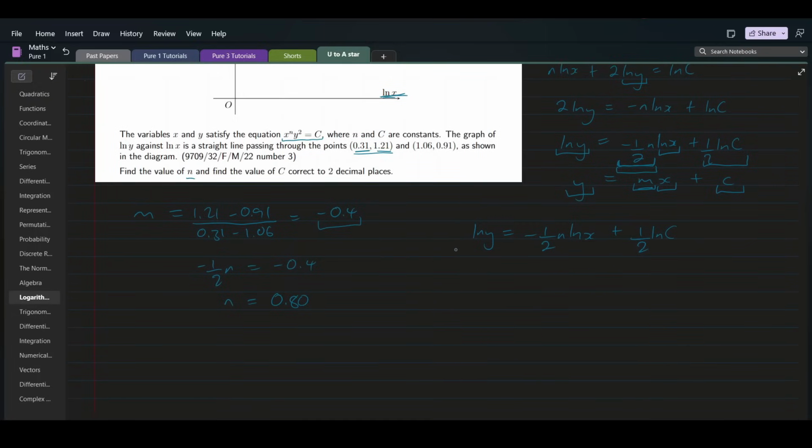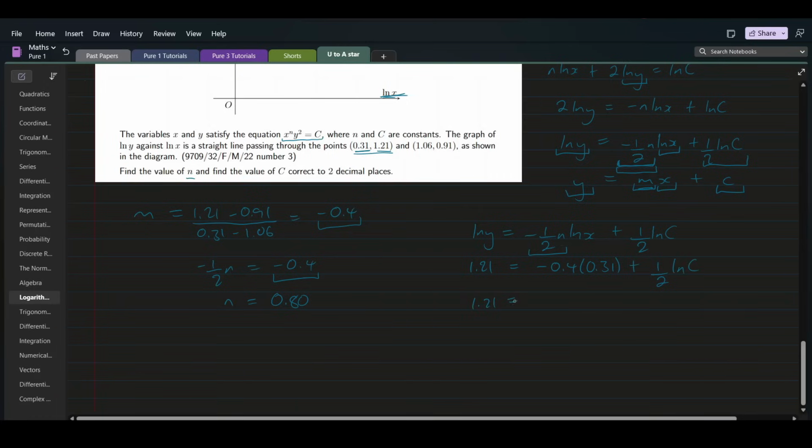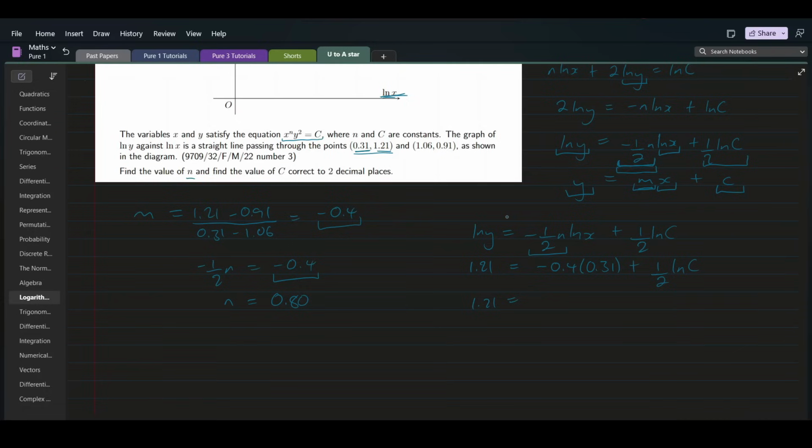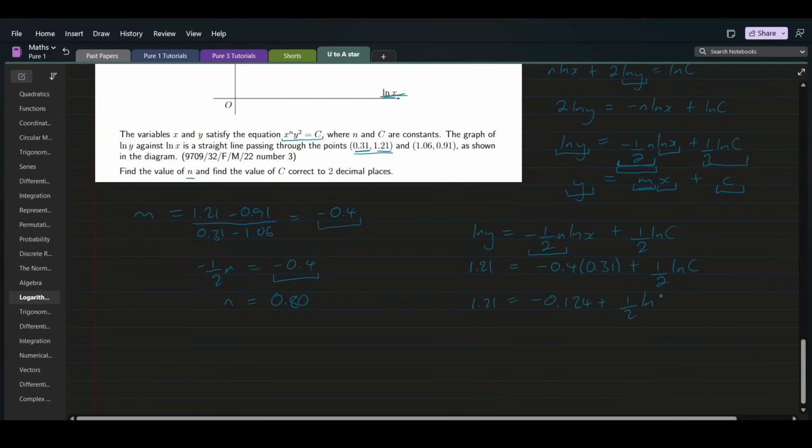So be careful when you're substituting here. We're saying that ln y, 1.21, is equal to, and we know that negative half n is equal to negative 0.4. So that's negative 0.4 times ln x, which is 0.31, plus what we're looking for, half ln c. Okay, so this is 1.21 is equal to negative 0.4 times 0.31, and this gives us negative 0.124 plus half ln c.